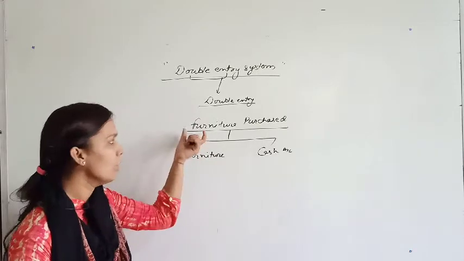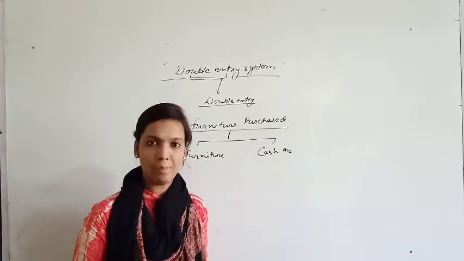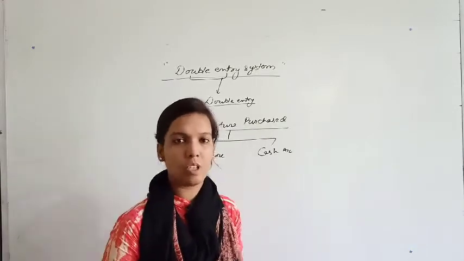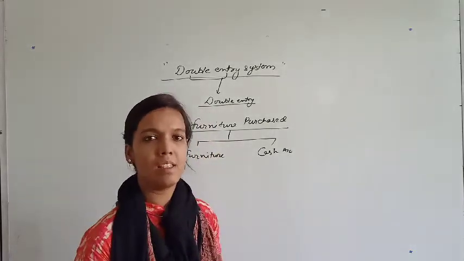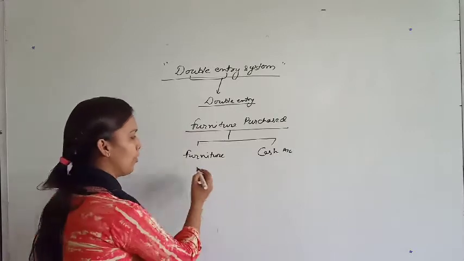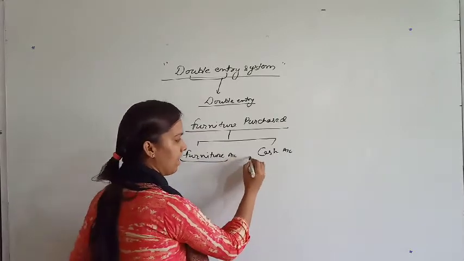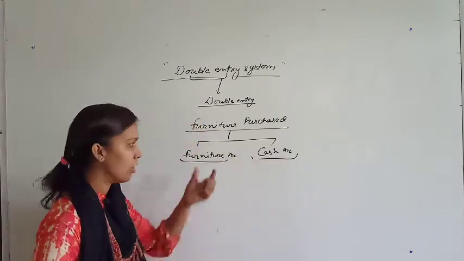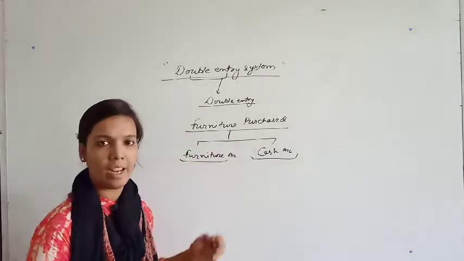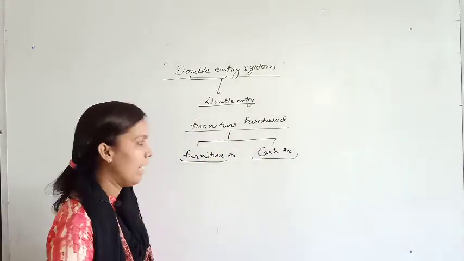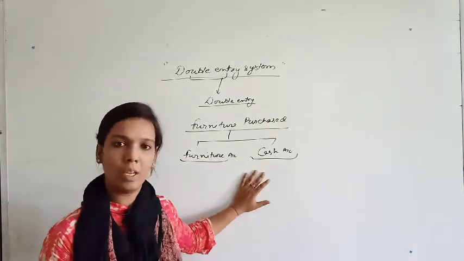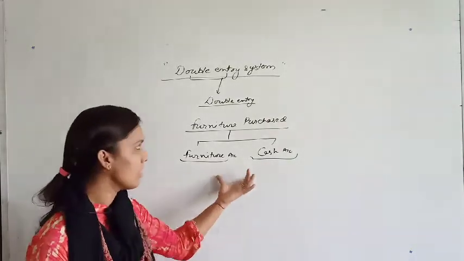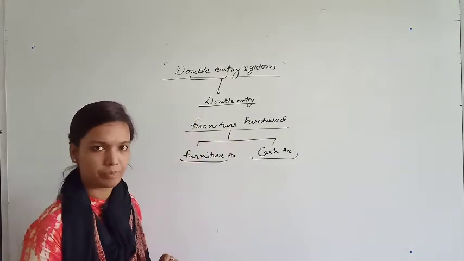As I already told you, if there is no mention in the question of whether you purchased with cash or credit, we will assume it as a cash purchase. So furniture account and cash account. This transaction will give effect to two accounts, and out of these two accounts, one account will be debit and the second account will be credit. This system is called the double entry system.